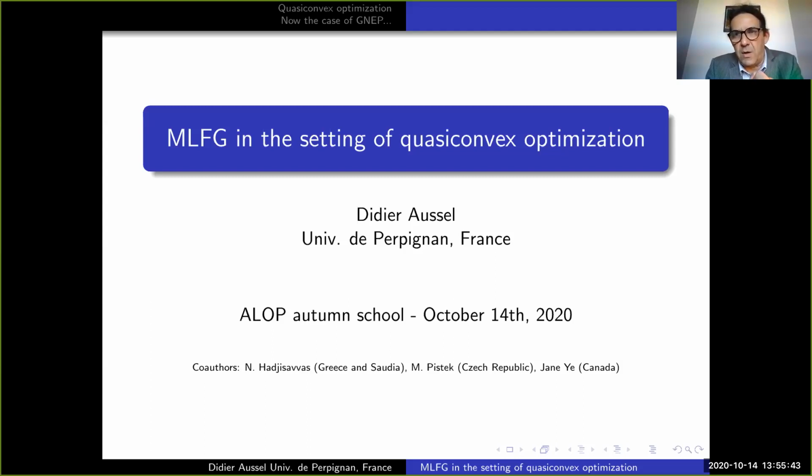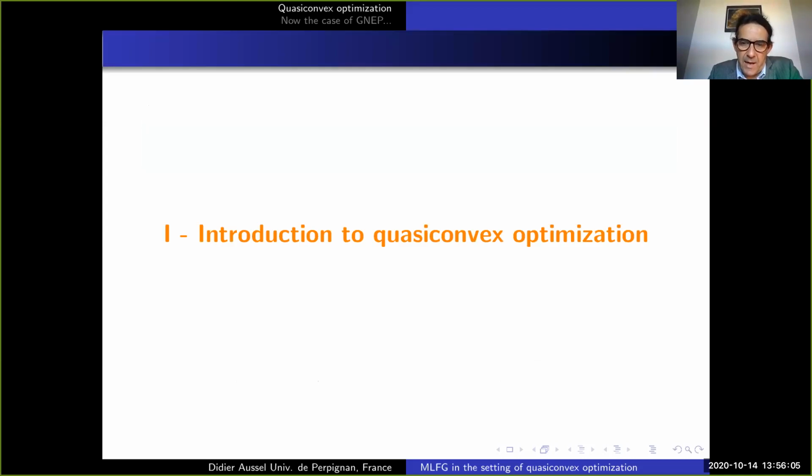So this is one domain in which open questions are numerous. For what I will present, my co-authors are, for example, Nicolas Gisavas from Greece, who was also in Saudi at the time, Miroslav Pisek from Czech Republic, and Didier from Canada. How much time do I have? Okay, 35 minutes, so I guess it will be okay.